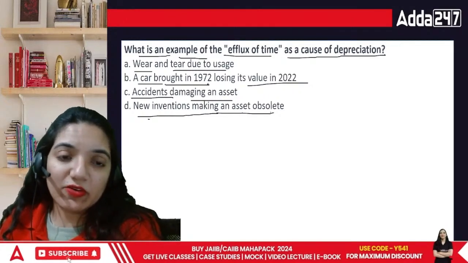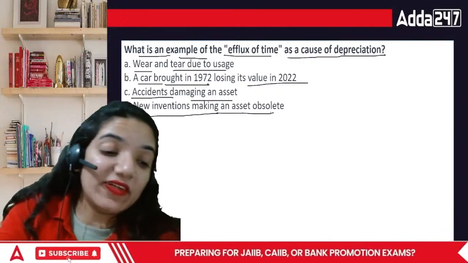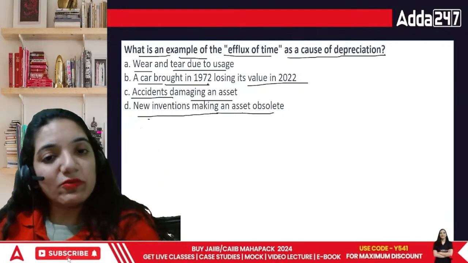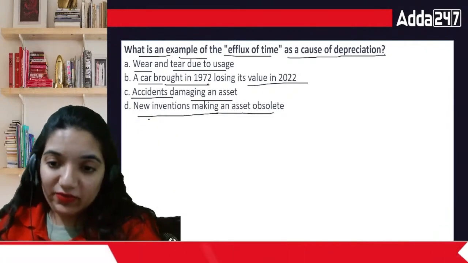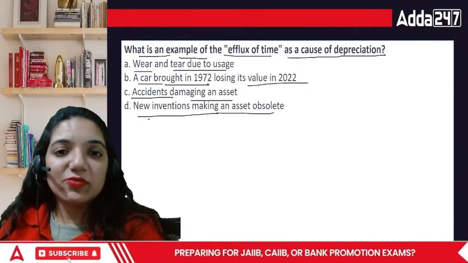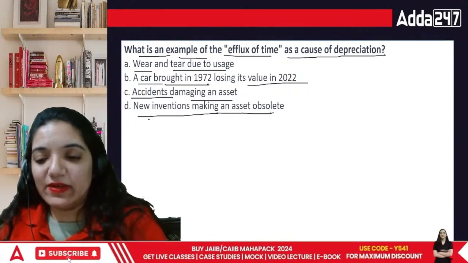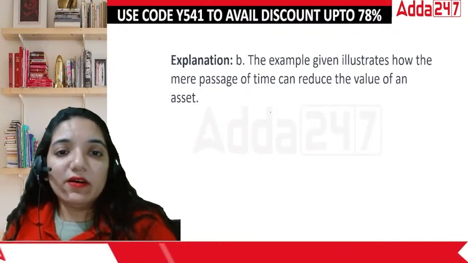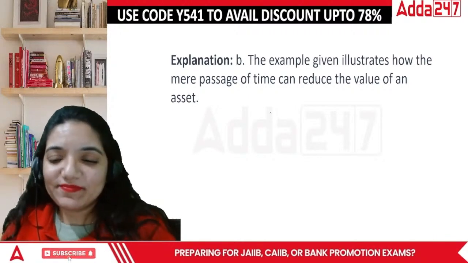Though if it's a vintage car, obviously the value is going to increase. But again, that is a part of market value. That is not a part of your regular usage. When we're talking about regular usage, obviously the value has declined. But if you look at a vintage car, it is a win-win situation, right? Okay, now comes the next point, everyone. The example given illustrates how the mere passage of time can reduce the value of an asset.